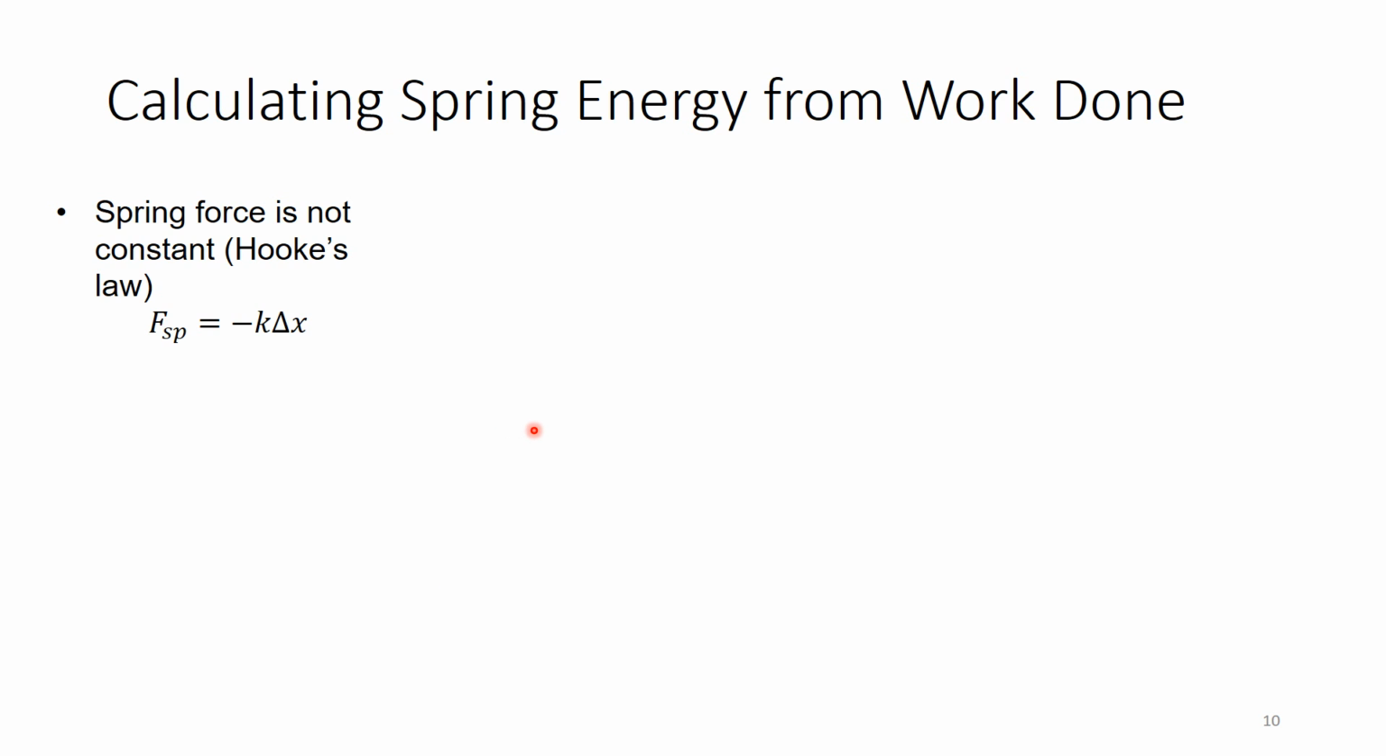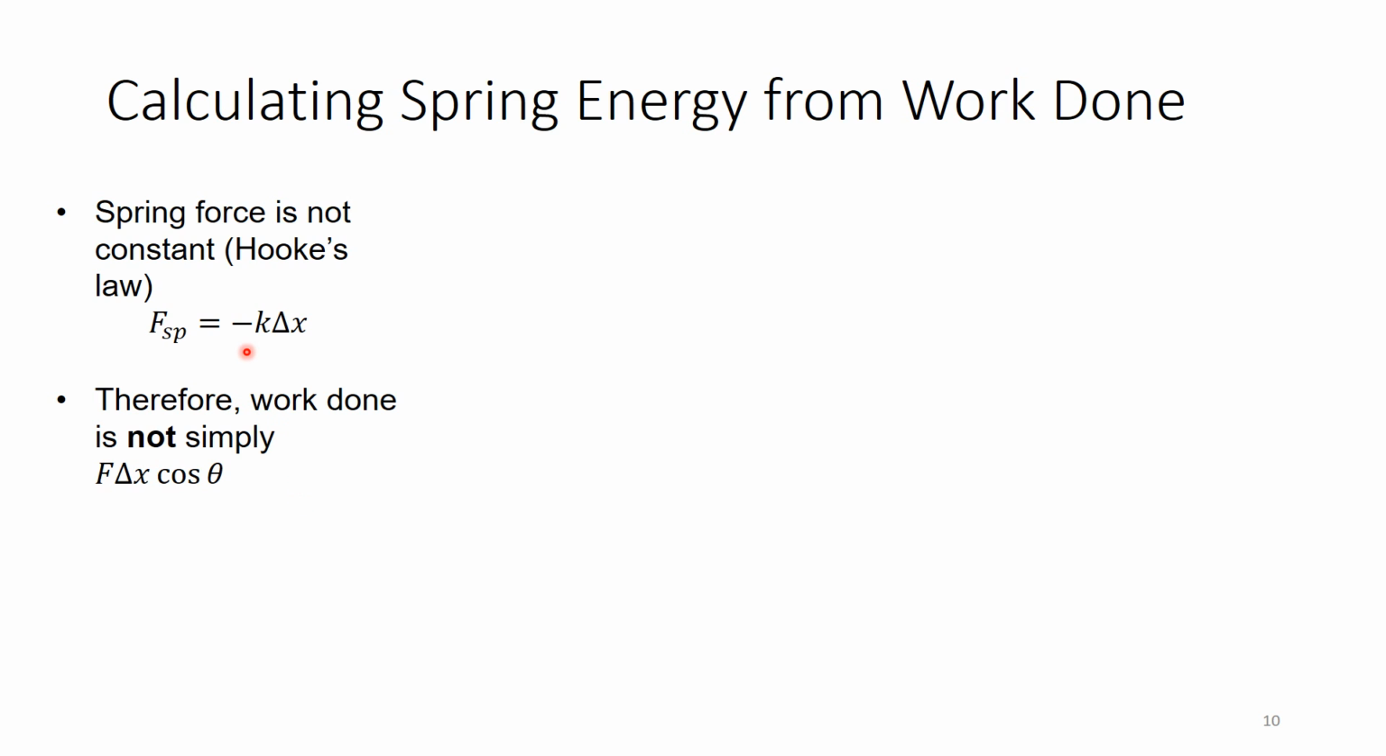So let's look at this slide. Let's look at calculating the spring energy from the work done on the spring. Remember that when you compress a spring or extend a spring, you experience a spring force, and the spring force is not constant. We have studied Hooke's law earlier that says that the spring force depends on the delta x, which means the more you compress or the more you extend, the bigger the spring force becomes. And then you also have to factor in the spring constant k, and the negative sign tells you that the force is opposite to delta x. So the force acts opposite to the direction of the change in the spring length.